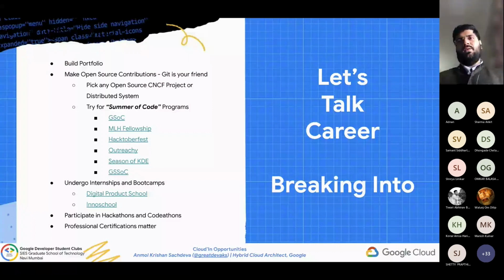Then participate in hackathons and codathons. So these are competitions. There are some online hackathons and codathons as well, which are organized by sites like TopCoder, CodeChef, HackerRank, HackerEarth, etc. But then there are many in-person campus oriented hackathons and codathons organized by professional companies.